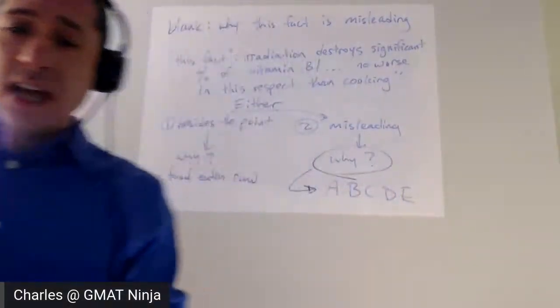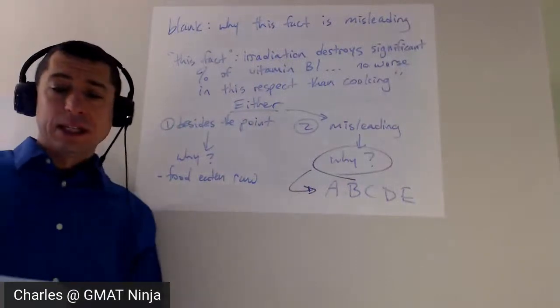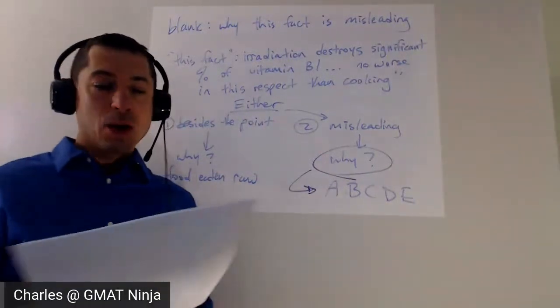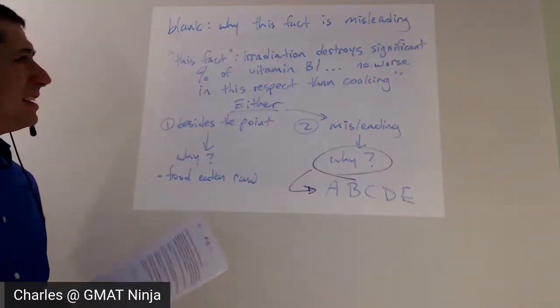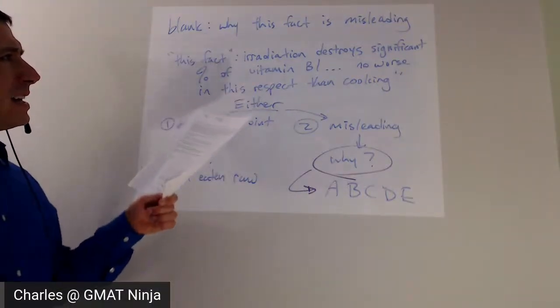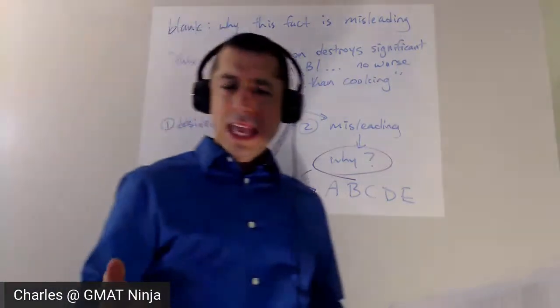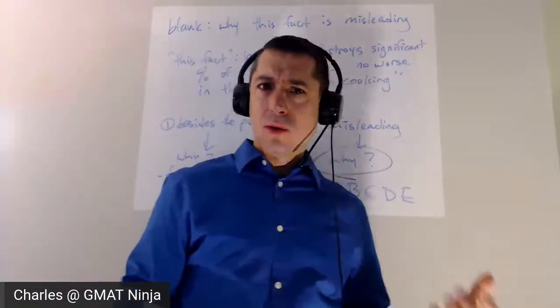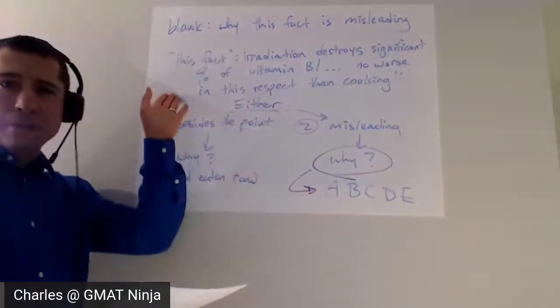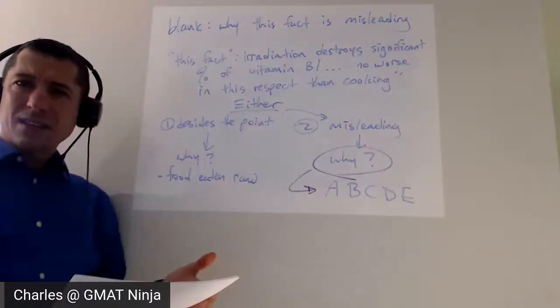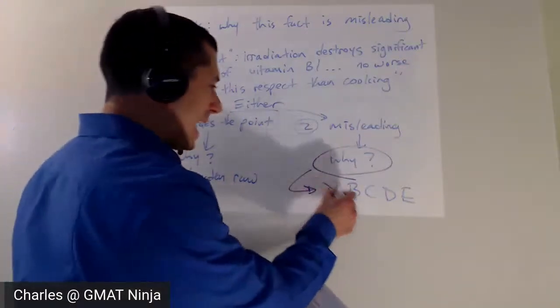And some of these answer choices are tough. A, it is clear that killing bacteria that may be present on food is not the only effect that irradiation has. Well, fair enough, but how does that mean that this thing is misleading? I really can't come up with a case that A somehow gives us a reason why this whole business of irradiation destroys B1 the same as cooking. I'm not sure how that really helps make that misleading, so we can get rid of A.